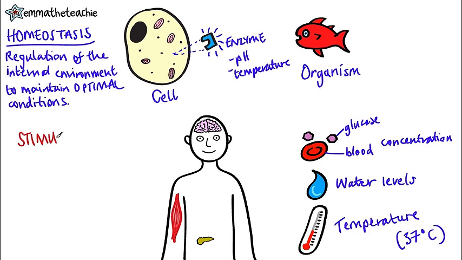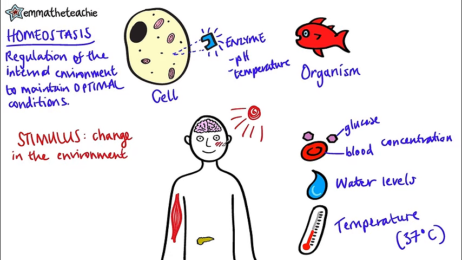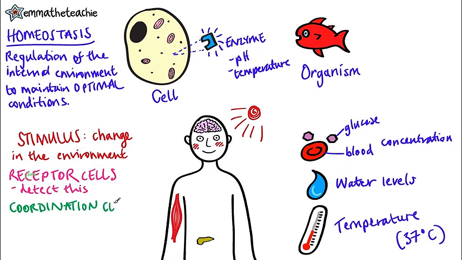So a stimulus, this is a trigger for the homeostatic processes in the body, and it's just a change in the environment. An example of this could be on a hot day, the temperature rises and your body feels hot. You need to detect that change, and receptor cells are what do that detecting. Once you've got that information, it needs to be passed on to a coordination center to be received and processed.